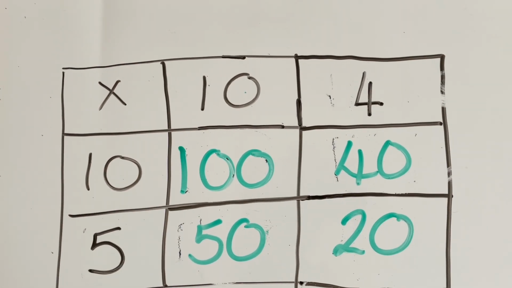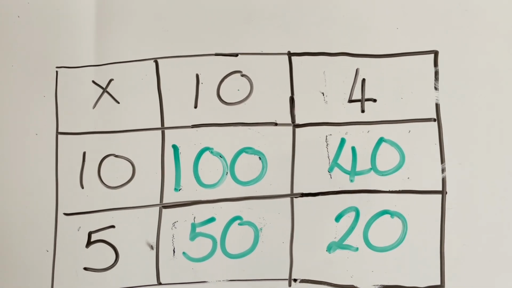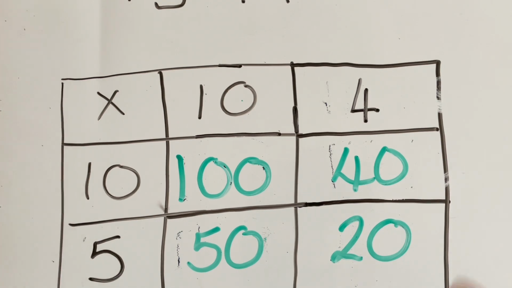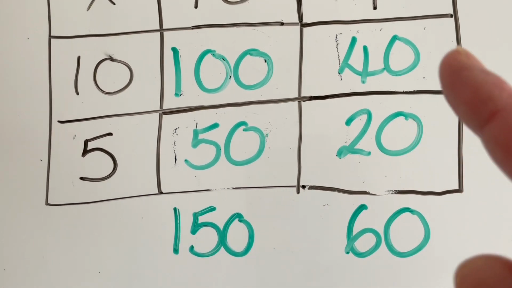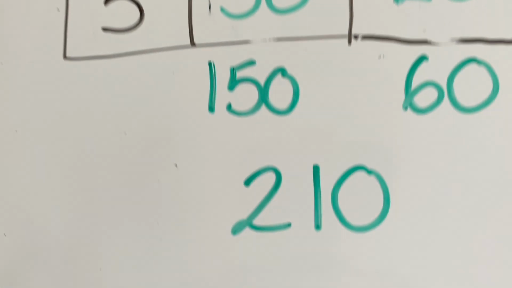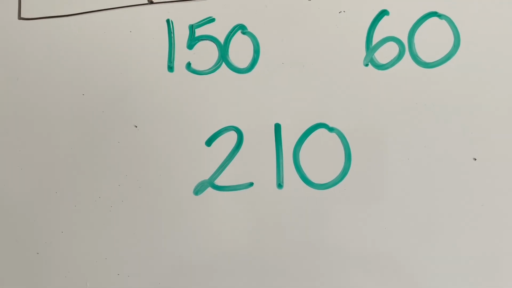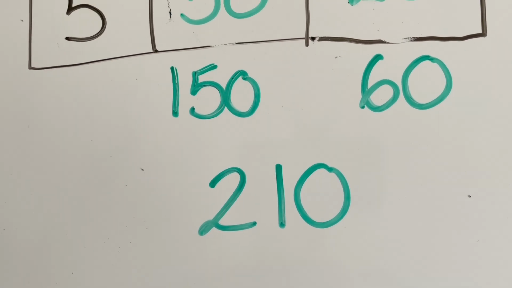Let's check your answers. So as we left, we had 150 to add together, 40 and 20 to add together. So as we come down, I have added these two columns and then these two columns. So I've got 150, add 60, made the total 210. If you got 210, give yourself a tick. Let's go to the next step.